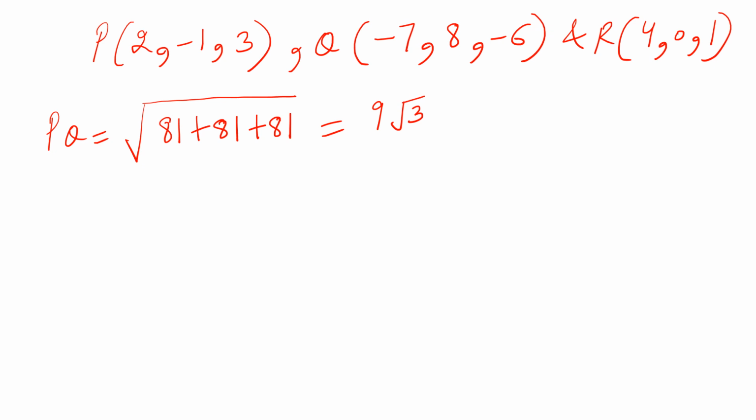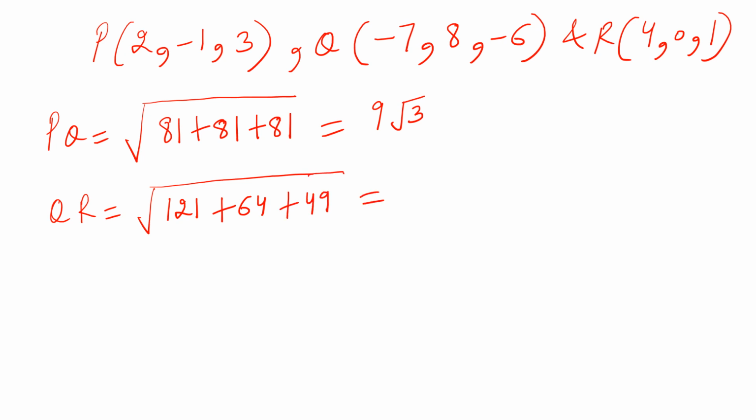Now students, we find the value of QR. Again, we will use the distance formula. So the value of QR becomes square root of 11 square, that is 121, plus minus 8 square, which is 64, plus 7 square, which is 49. And now this value becomes equal to square root of 234. Now students, this is not equal to 15. So that means option B is not correct.